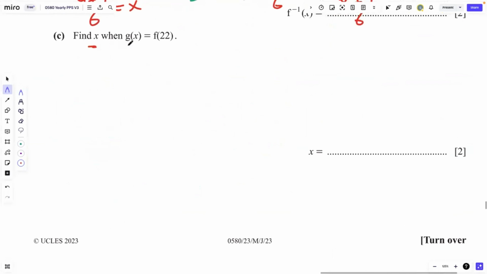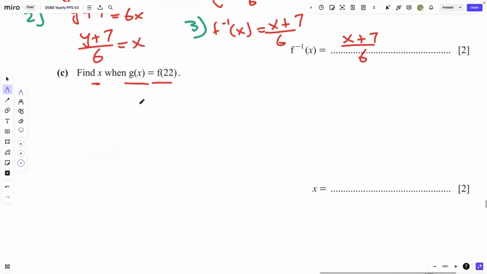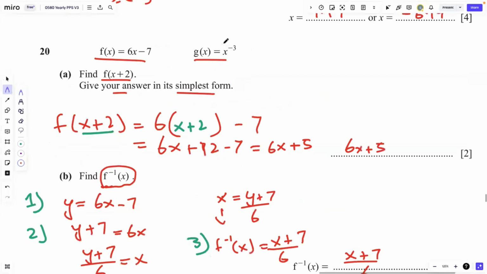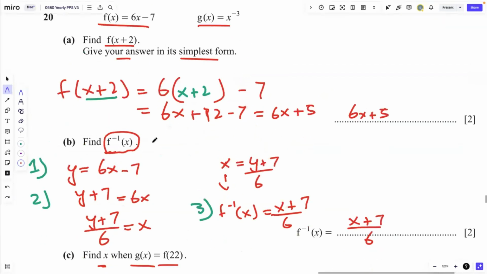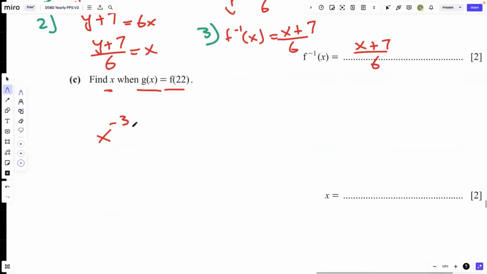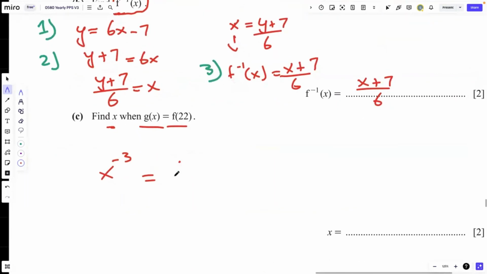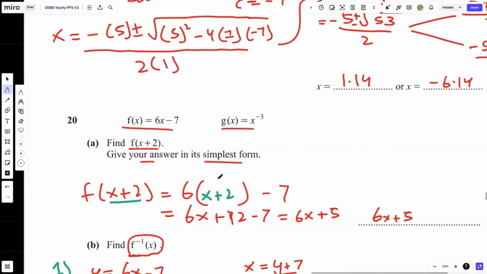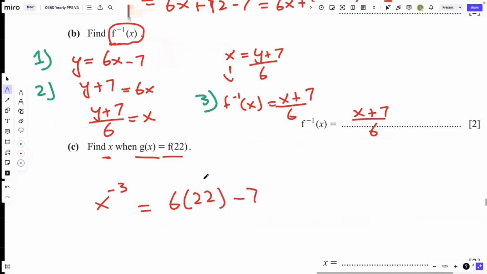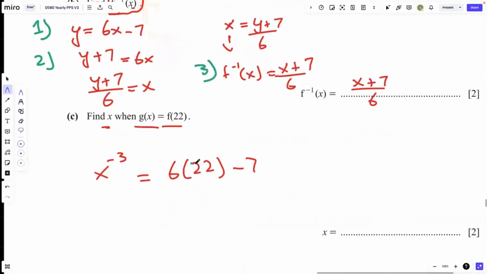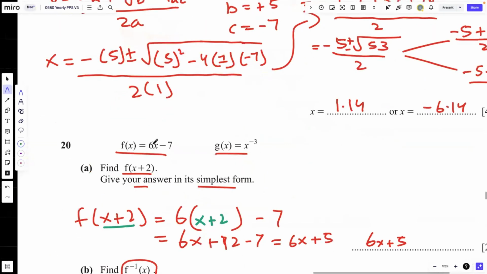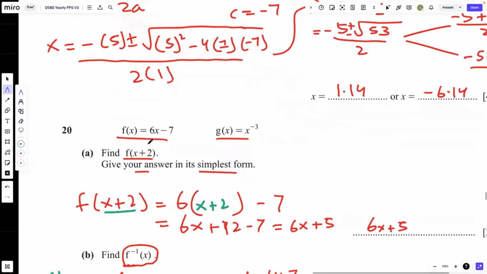Next, we have find x when g(x) is equal to this. So the g(x) function is x to the power negative 3. That's x to the power negative 3 and f(22). But f(22) would mean I'd have to plug in the value 22 instead of x, and the entire function would just come along. So this 22 is because of the input. Otherwise, we have copied the same function, except for the value of x, we have placed 22.